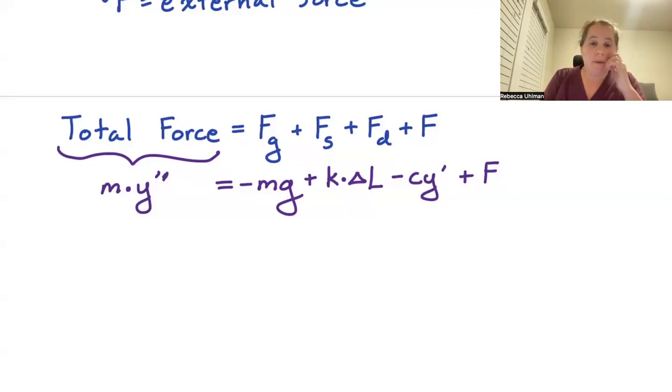So we have my double prime is equal to negative mg plus k times the change from the natural length, minus c times y prime plus F.